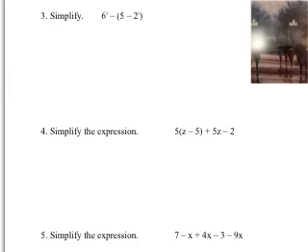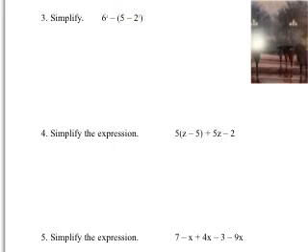Number 3, simplify. 6 to the second power minus, in parentheses, 5 minus 2 to the third power, close parentheses. Okay, so first we look at our parentheses. We only have one parentheses here, and it is this one. So we'll look at that one first. 5 minus 2 to the third power is in the parentheses. So we'll just copy everything down. We have 6 to the second power minus 5.